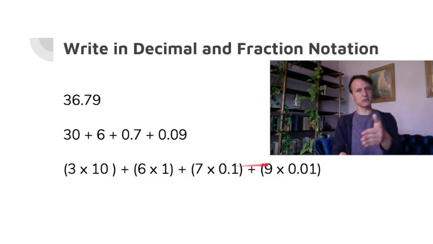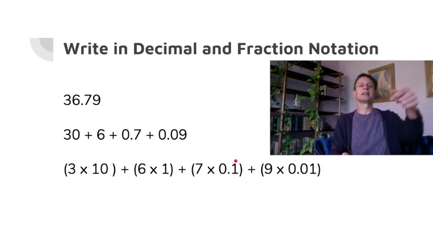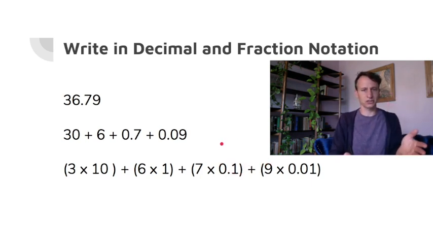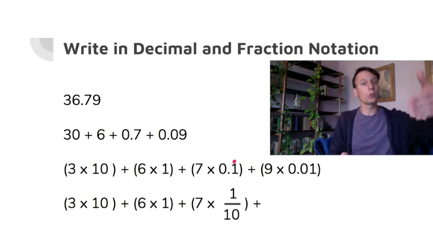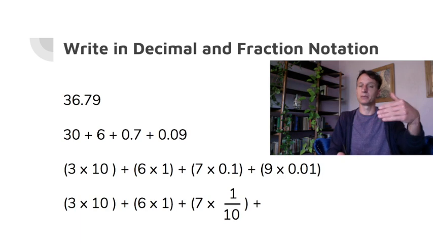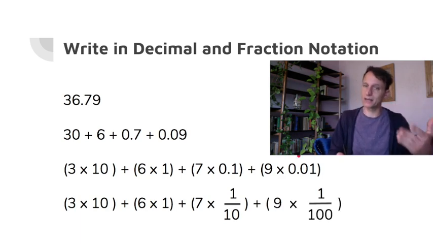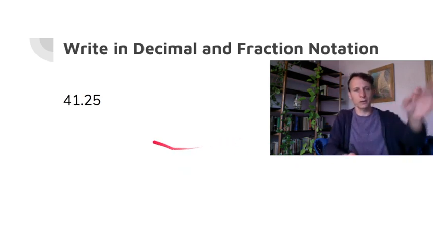Okay, and now in fraction form, remember, everything's the same except the decimals are written as fractions. So 3 times 10 plus 6 times 1 plus 7 times 1/10 in fraction form, plus 9 times 1/100th in fraction form. Beautiful, let's do another one.